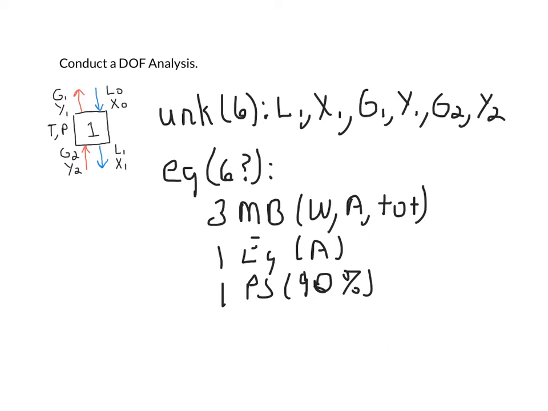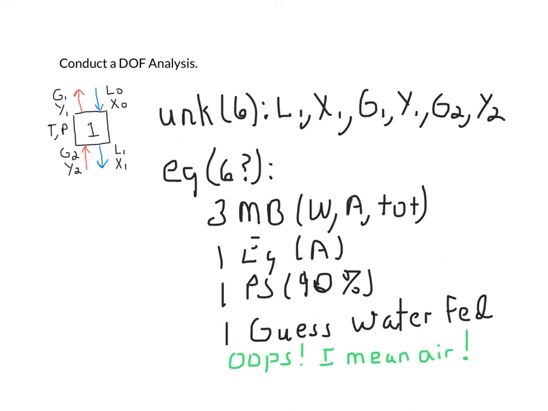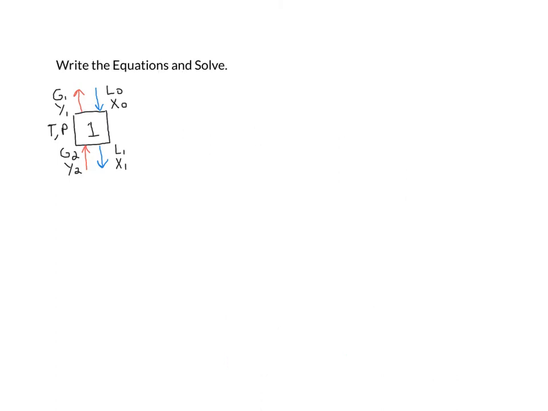Well, you might guess from our previous discussions that we need one guess. And that will be the water flow rate. So guess the water fed. And I'll show you how we do that in a minute. So we'll guess that. Now we have 6 relationships, equations, and 6 unknowns. So we should be able to solve this problem. Now we get to the fun stuff, which is writing the equations and solving. So let's look at the water mole balance.